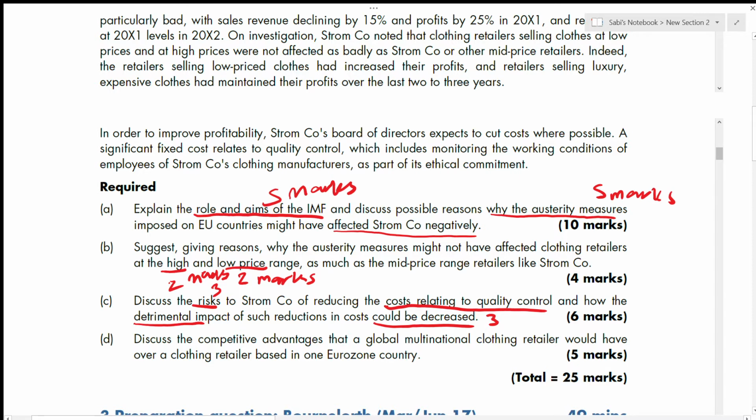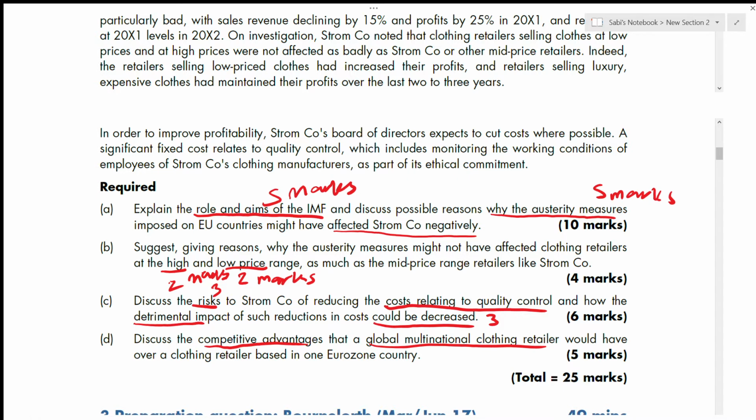And finally, the last one is for 5 marks, right? Discuss the competitive advantage that a global multinational clothing retailer would have over a clothing retailer based in one Eurozone country. So this is based on multinational versus local, right? It's like the competitive advantage of a global multinational clothing retailer over the local company. It's for 5 marks. This is just one requirement.